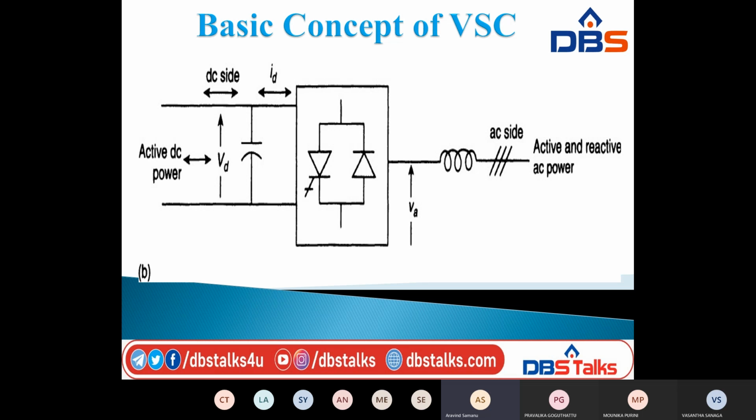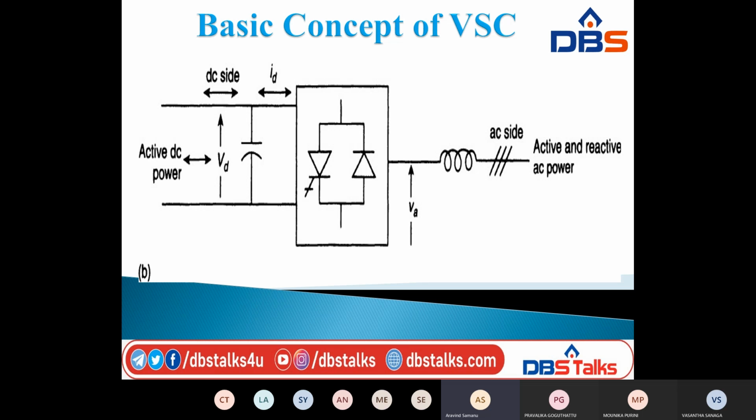Okay. Next, on the DC side, if you observe the left side of the diagram, we have the DC side. On the DC side, voltage is unipolar. If you see this diagram, on the DC side we have VD, the active DC voltage. The DC side voltage contains only unipolar direction, and is supported by a capacitor.